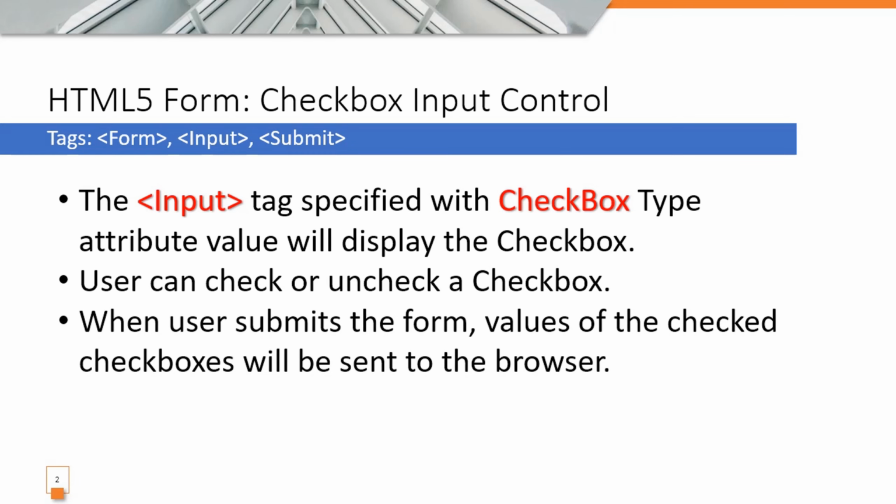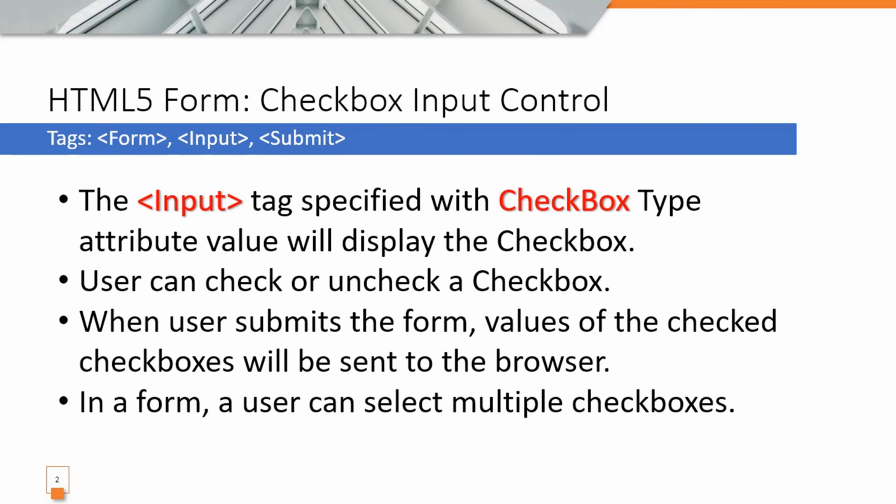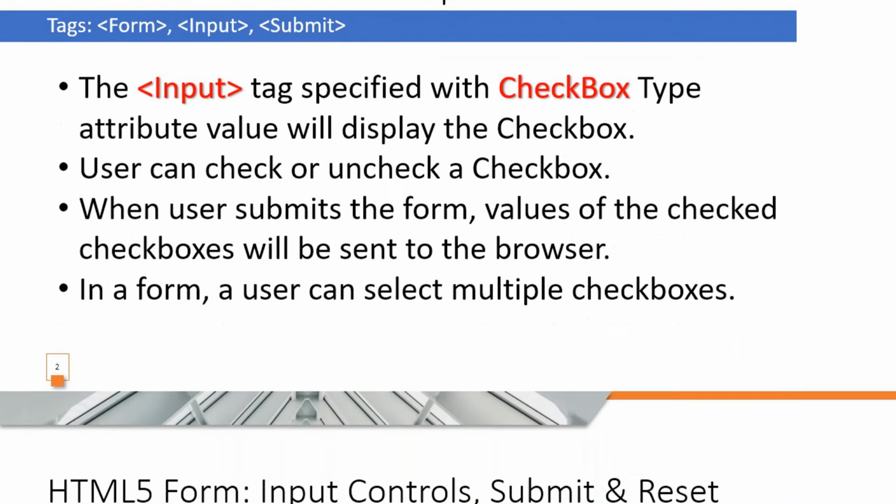When user submits the form, values of the checked checkboxes will be sent to the browser. Again, the data will go as a name value pair. So when we go to the example, you will see that. So the value of checked checkboxes only will be sent to the web browser. Sorry, the web server. In a form, a user can select multiple checkboxes.